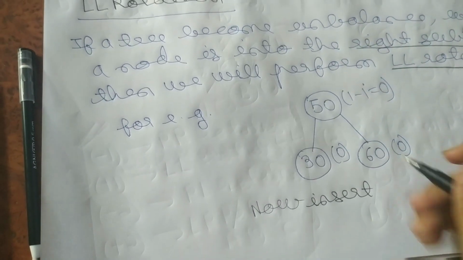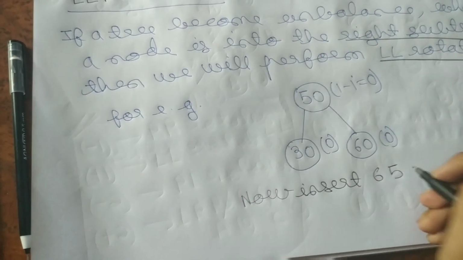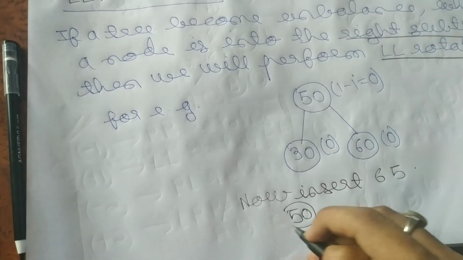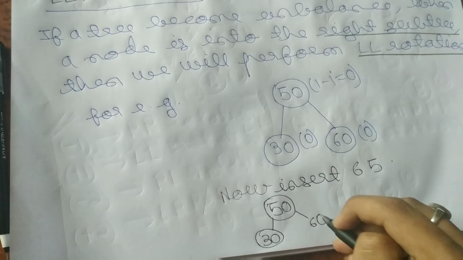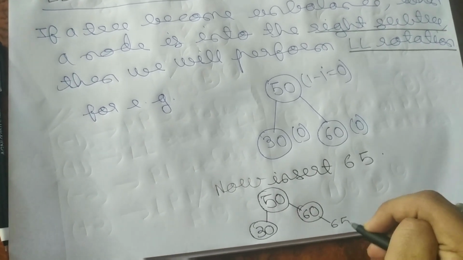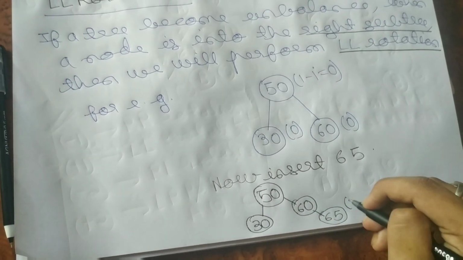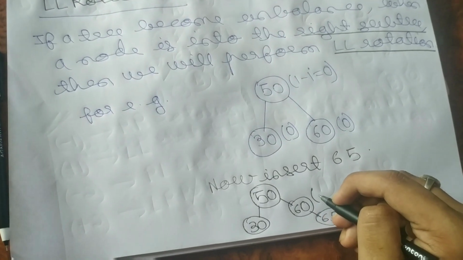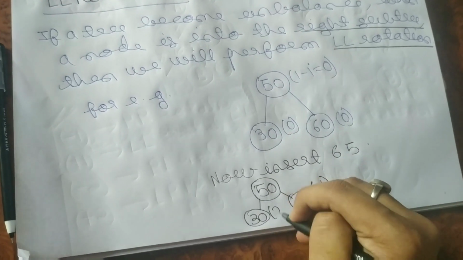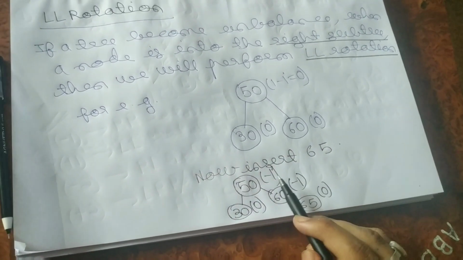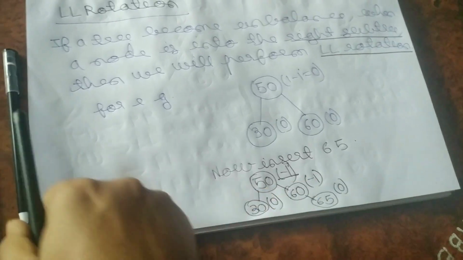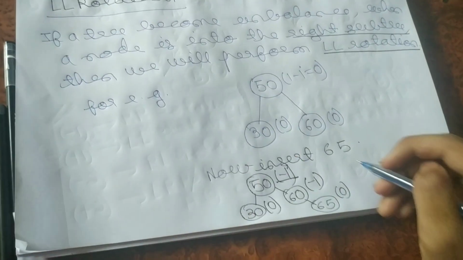Now we will insert 65. So after inserting 65, we have 50, 30, 60, 65. So this is 0, the balance factor is 0. This will be minus 1, this will be 0, and this will be minus 1. So this is also an AVL tree because the balance factor is minus 1. This is a balanced AVL tree.